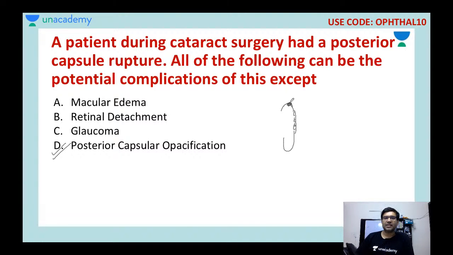The equatorial cells, which are there at the equator of the capsule, basically migrate and get attached to the posterior capsule and cause a posterior capsular opacification. When there is no posterior capsule, there is no question of a posterior capsular opacification. Now, why can these other options be possible?